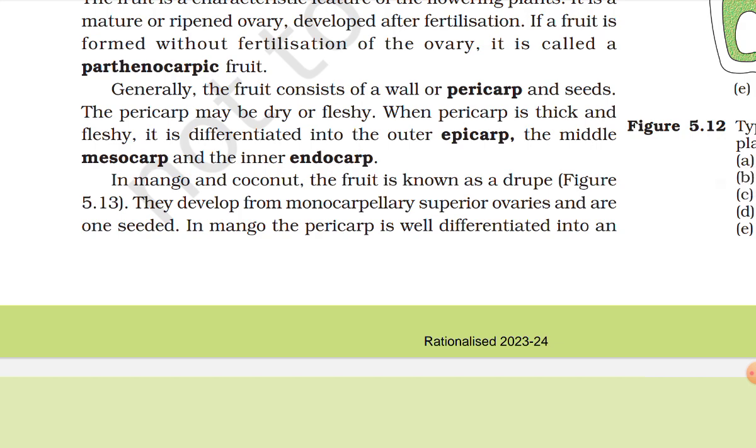Generally, the fruit consists of a wall or pericarp and seeds. The pericarp may be dry or fleshy. When the pericarp is thick and fleshy, it is differentiated into outer epicarp, the middle mesocarp, and the inner endocarp. In mango and coconut, the fruit is known as a drupe. They develop from monocarpellary superior ovaries and are one-seeded.